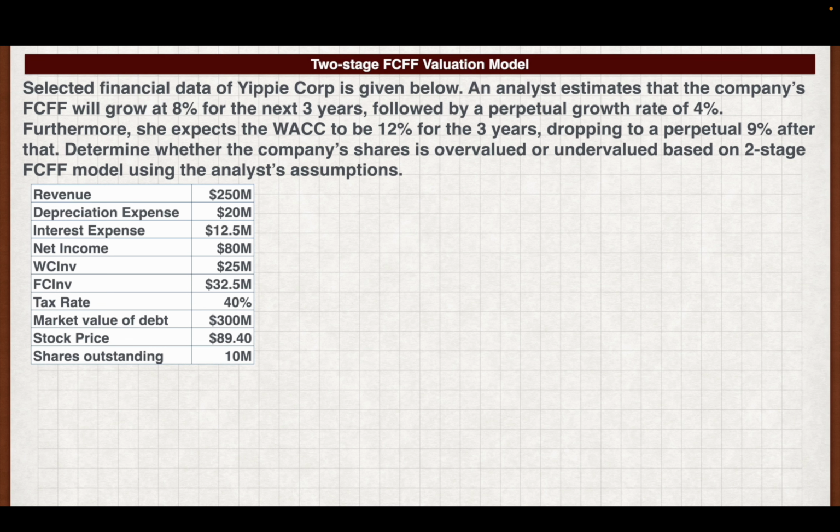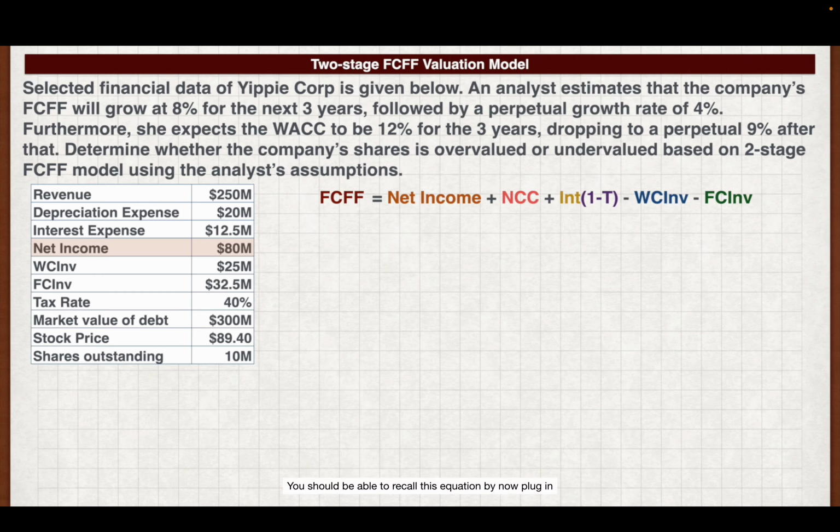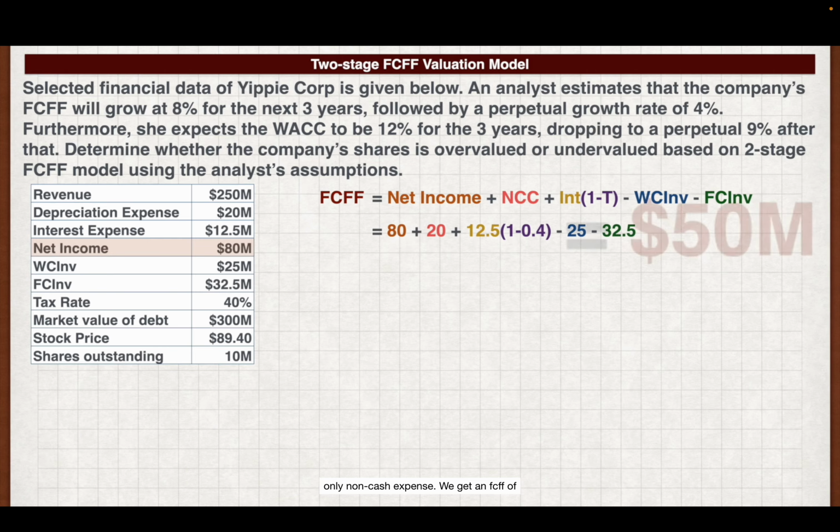Let's first calculate the current FCFF for the company. Since net income is given, we use the net income approach. You should be able to recall this equation by now. Plug in all the figures, assuming that depreciation is the only non-cash expense, we get an FCFF of $50 million.